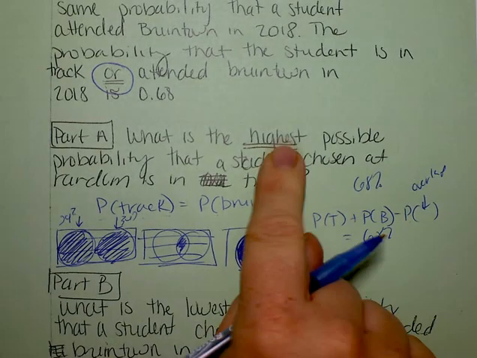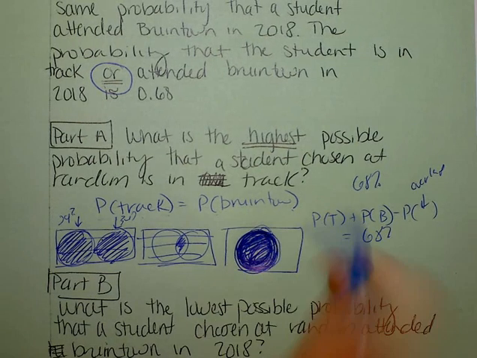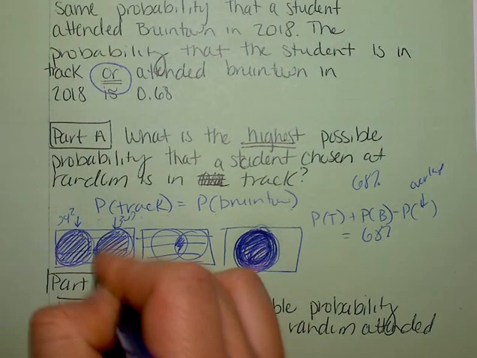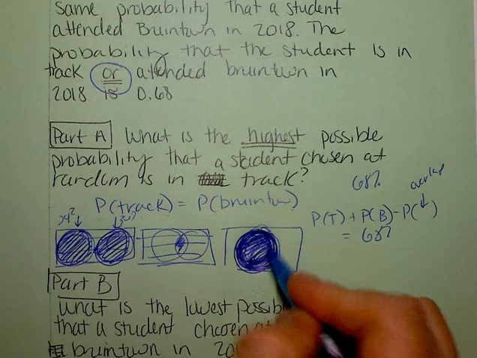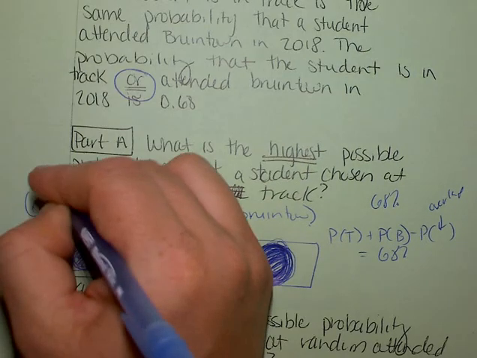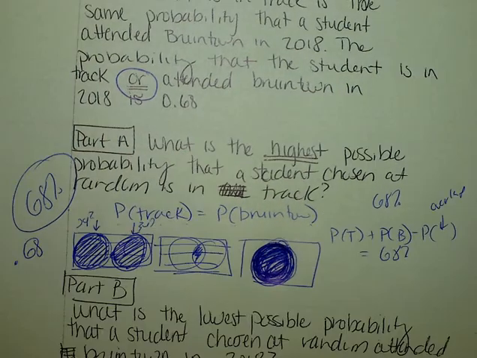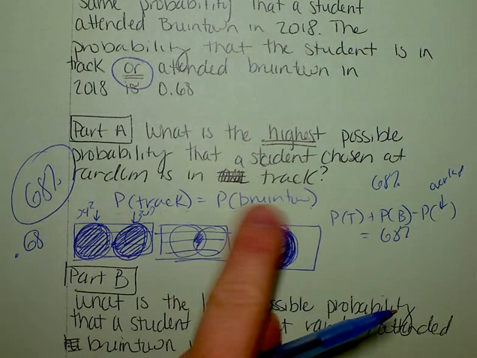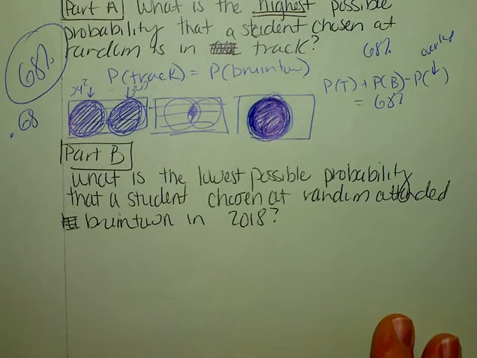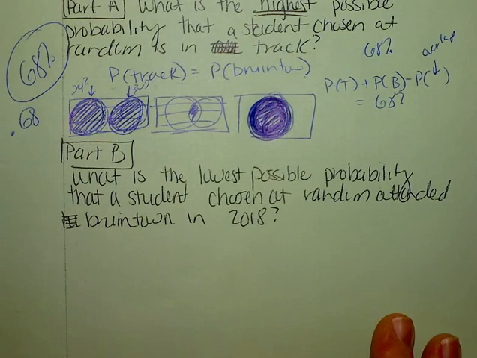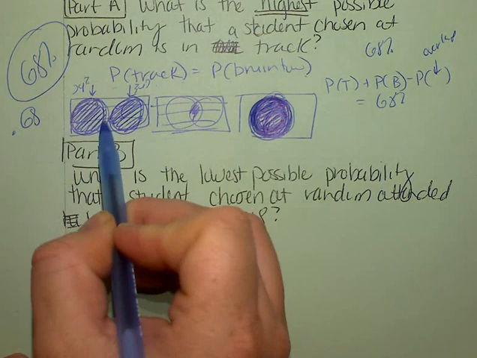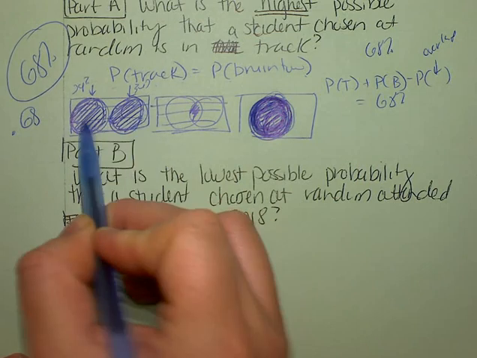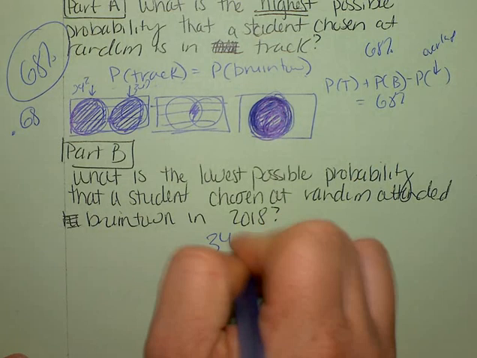The highest possibility would be like this, and the lowest possibility would be like this. So what is the highest possible probability that a student chosen at random is in track? The answer is the student could be 68% track, or 0.68. Track is exactly the same as Bruintown. What is the lowest possible probability that a student chosen at random is in Bruintown? The lowest possibility is over here. This circle of the Venn diagram is track, this circle is Bruintown. And each one of these is worth what? 34%, or 0.34.